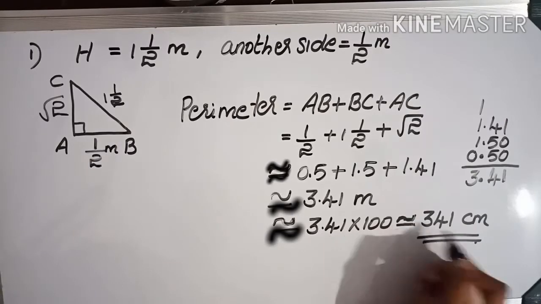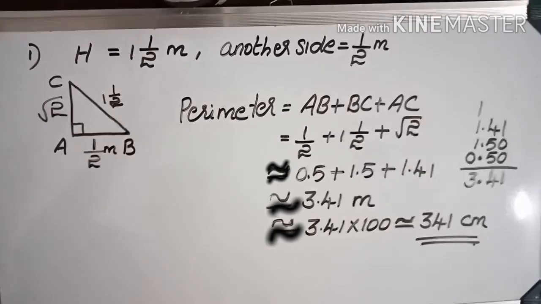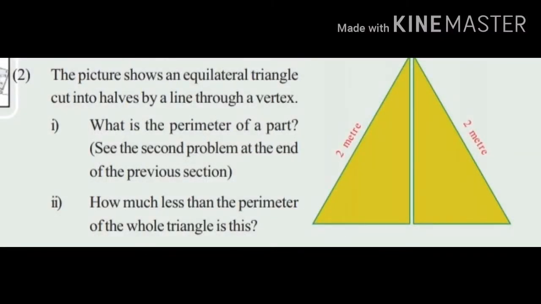341 centimeter is the perimeter of this right triangle. Okay, perimeter of this right triangle is approximately equal to 341 centimeter. This is the answer.